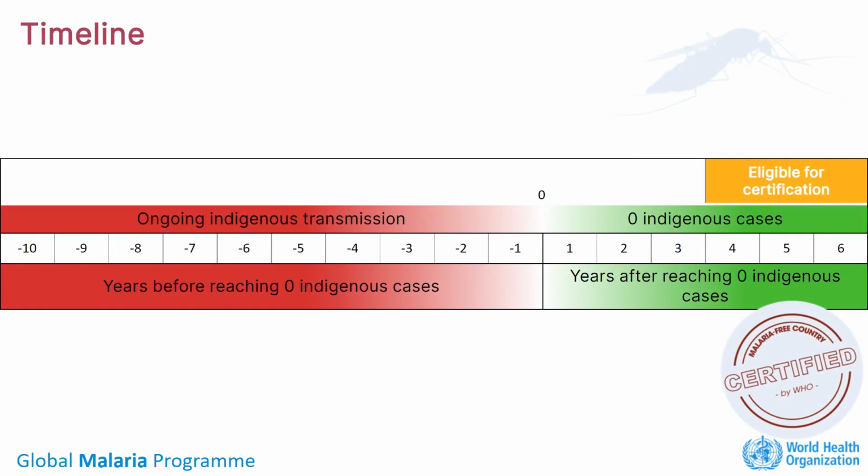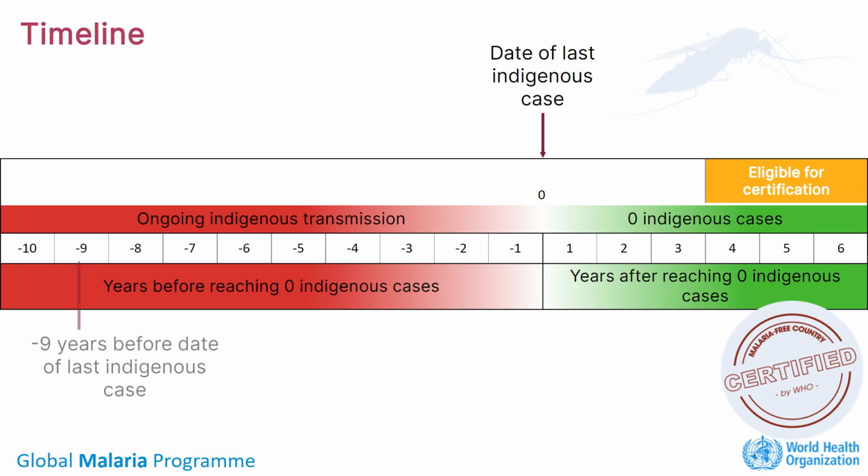This graphic shows the reference timeline to help interpret the periods to be covered by documents and records requested for certification. We start at time point 0, which is the day of the last indigenous case of malaria. Of course, this can really only be known in retrospect after the country has achieved the full 3 years of 0 indigenous cases, but is useful as a theoretical reference point. The period to be covered by documents and records are referred to by negative numbers if the period was before the last case and positive numbers if after the last case. For example, -9 means 9 years before the last indigenous case, and at 3 years after the last indigenous case, a country would be eligible for certification.